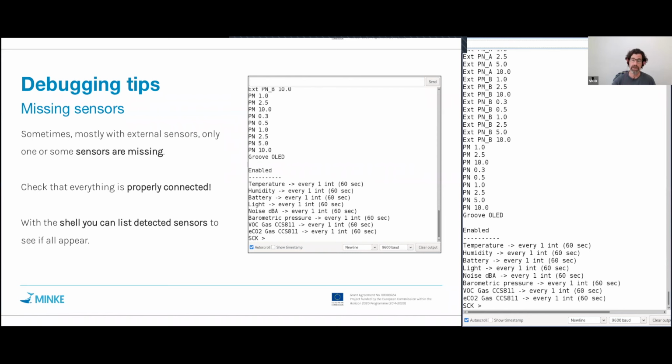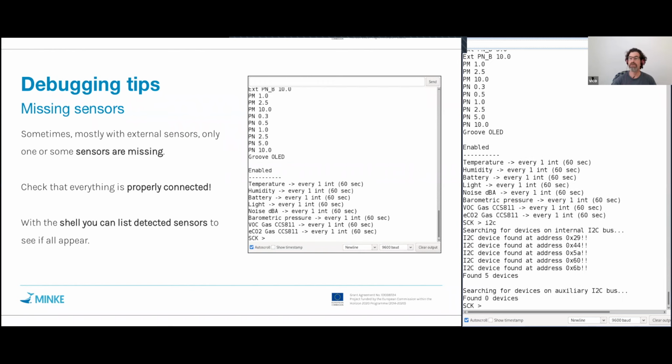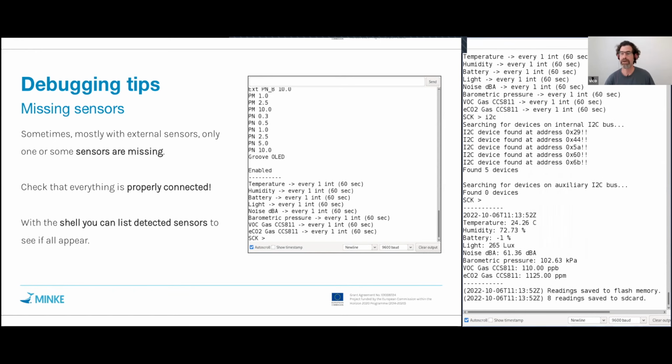There is also another command called I2C that's a little bit more advanced that will show you, in a low-level address way, which sensors are connected with an address. Sometimes this command can be useful when you are receiving help from staff, or if you understand how an I2C network of sensors works.